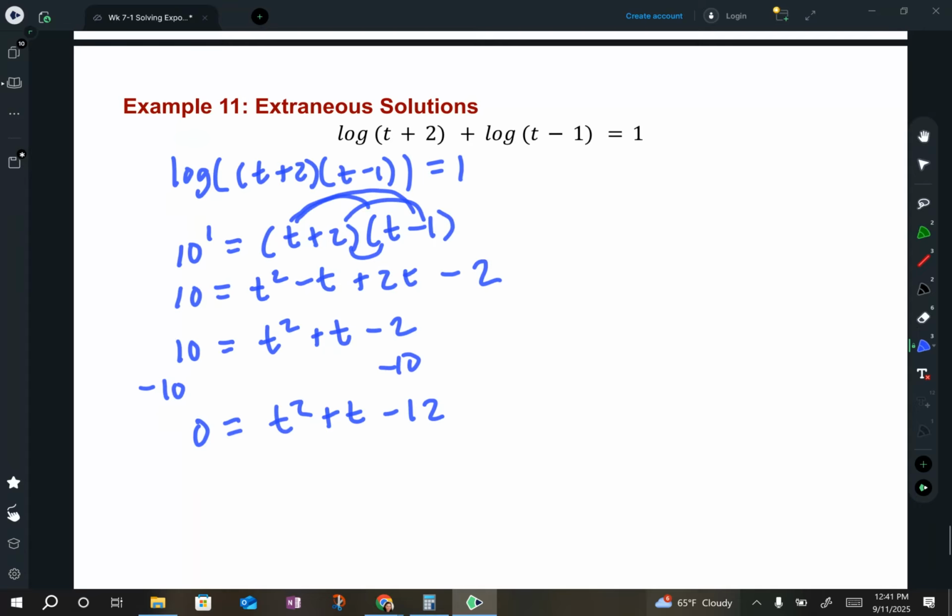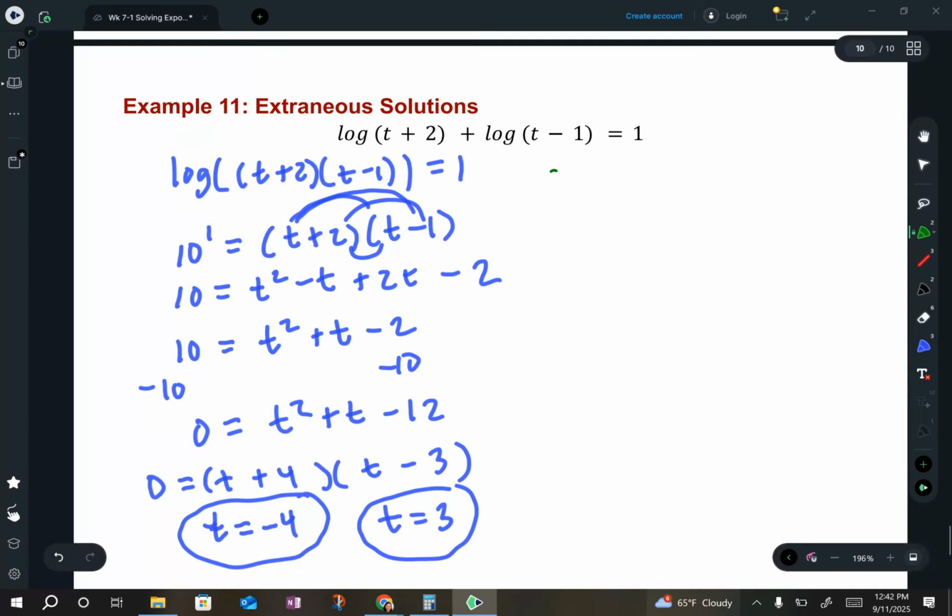I can try factoring or I can try the quadratic formula. I'm going to use factoring because I think I can factor this pretty straightforwardly. I need two numbers that multiply to negative 12 and add to positive 1. I'm going to go with positive 4 and negative 3. So double check: t squared minus 3t plus 4t. Yep, sure enough. So using the zero product property, I know t is equal to either negative 4 or positive 3. Those are my two solutions to this equation. So now I need to check my solutions.